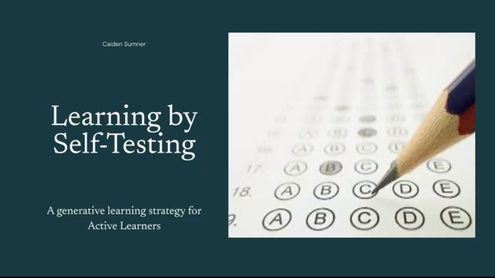As someone with a shorter attention span, this engaging strategy has helped me so much. The strategy I'm talking about is called learning by self-testing. There are many strategies that can help students become active learners, but I hope to show you today why learning by self-testing has helped me the most out of any other strategy.